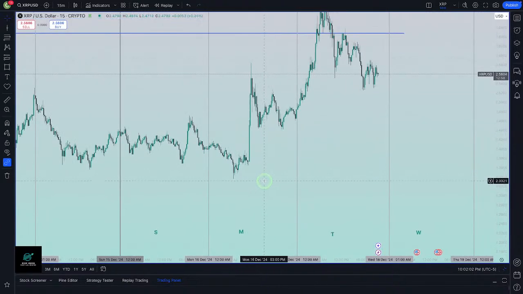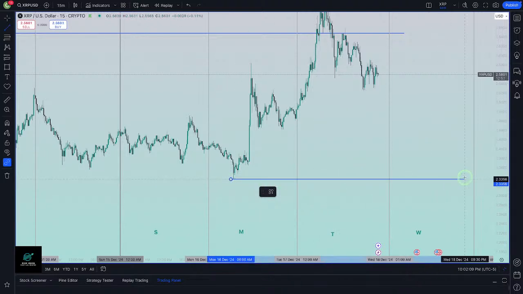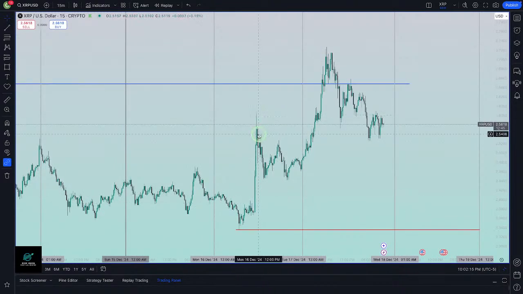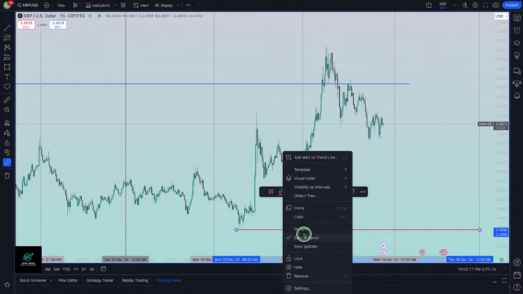That comes first. So here's Monday. You want to identify that low right there. See that low right there? That's Monday. That's sell side liquidity below the market. See this high right here? That was the high from Monday.